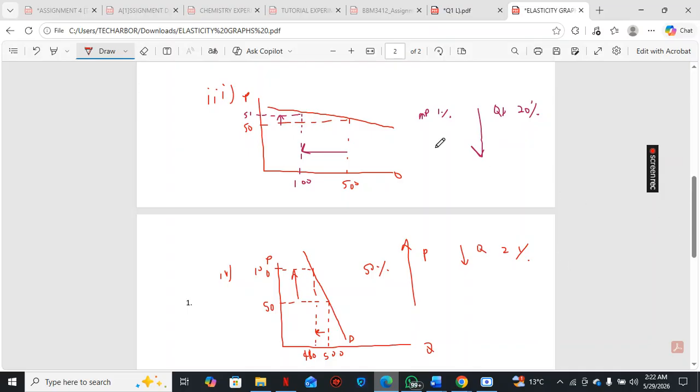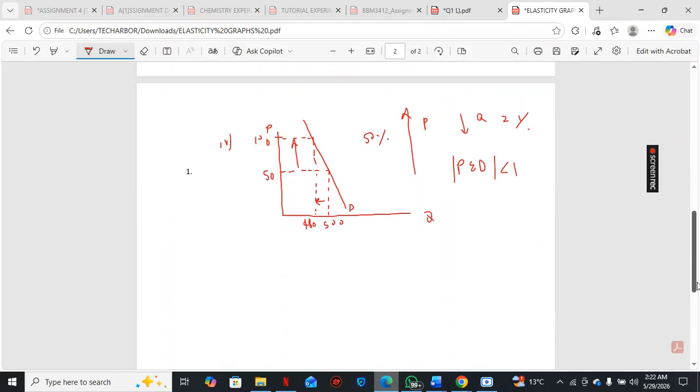Yes. So one thing we need to remember is when demand is relatively elastic, price elasticity of demand is greater than one. Okay. For relatively elastic. When demand is relatively inelastic, price elasticity of demand is less than one.